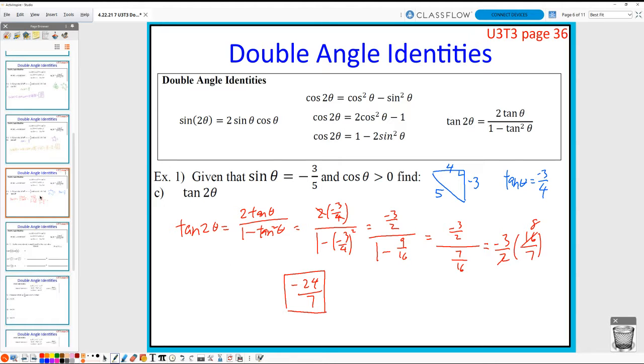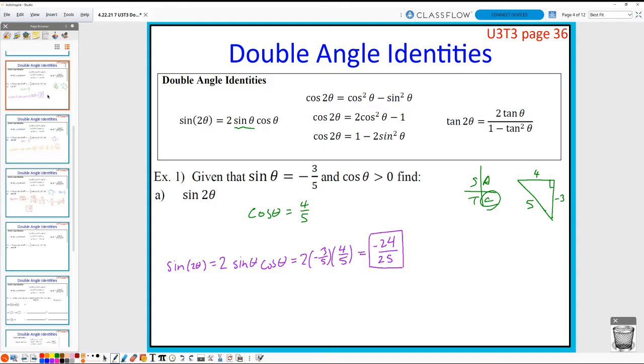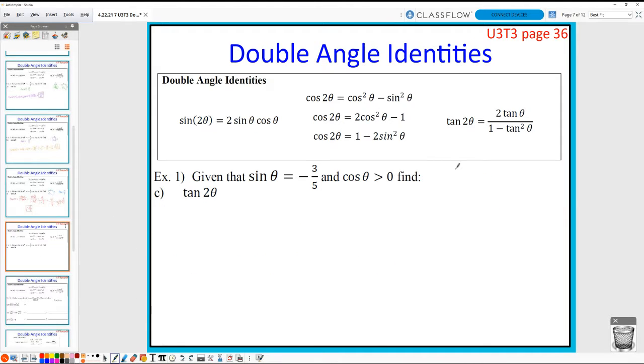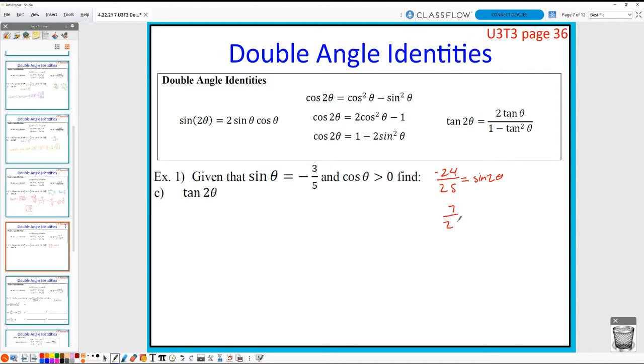I'm going to go ahead and show you an alternate method that I hope will be a lot easier. But in order to do that, I'm going to have to steal my old information here. I do have sine is negative 24 over 25. This is equal to sine of 2 theta, while cosine was 7 over 25. Now, the reason I'm taking these is because you know that tan theta is equal to sine theta over cosine theta.